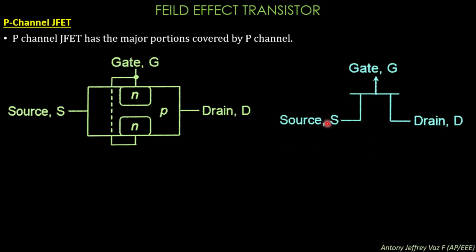The symbol for the P-channel JFET has source, drain and gate. The arrow which is going out from the gate represents a P-channel JFET, whereas the arrow which is entering into the gate represents an N-channel JFET.